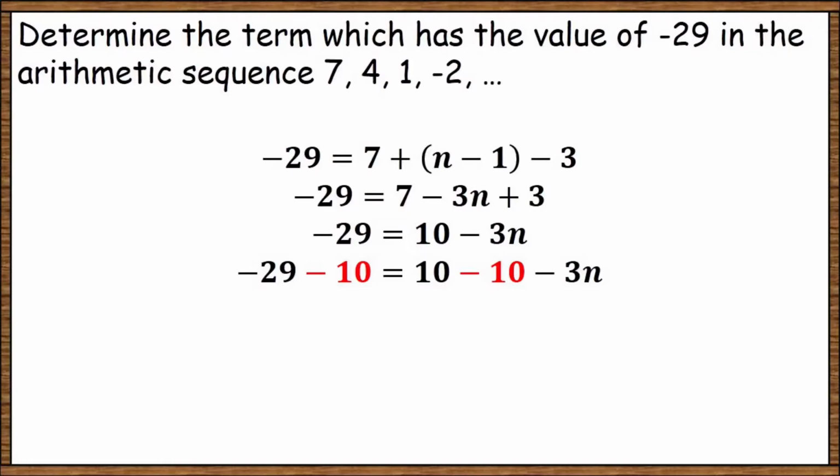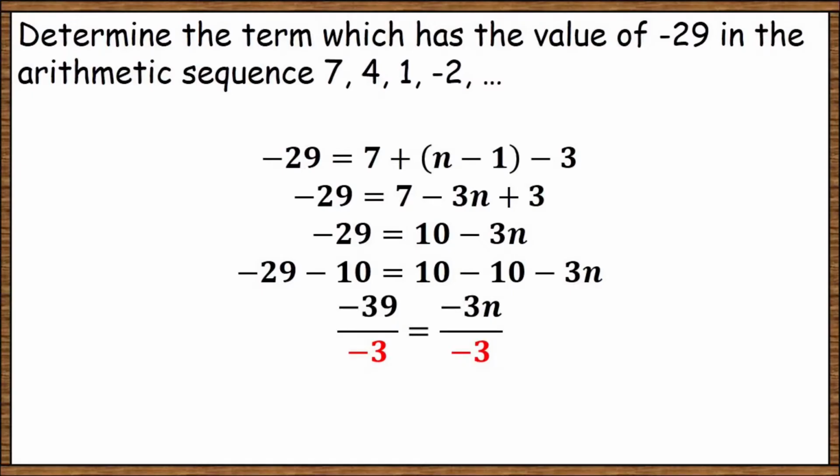Kailangan matanggal natin ang positive 10 sa right side ng equation para negative 3n lang ang matira sa right side. Magagawa ito sa pamamagitan ng pag-subtract ng 10 sa right side. Tandaan, kung anong ginawa sa right side kailangan gawin sa left side. Kaya magiging, negative 29 minus 10 is equal to 10 minus 10 minus 3n. Negative 29 minus 10 is negative 39. Kaya naging, negative 39 is equal to negative 3n.